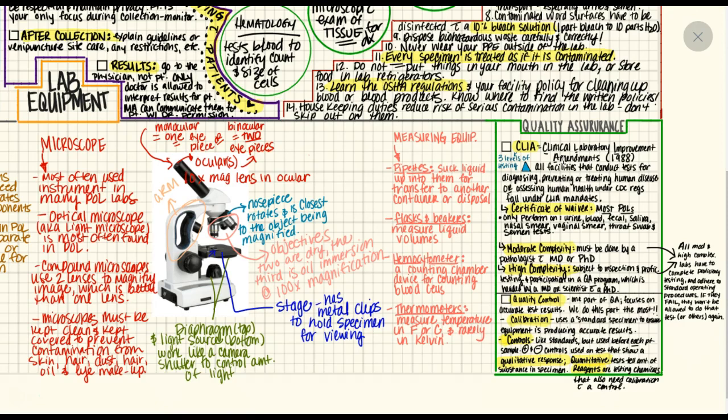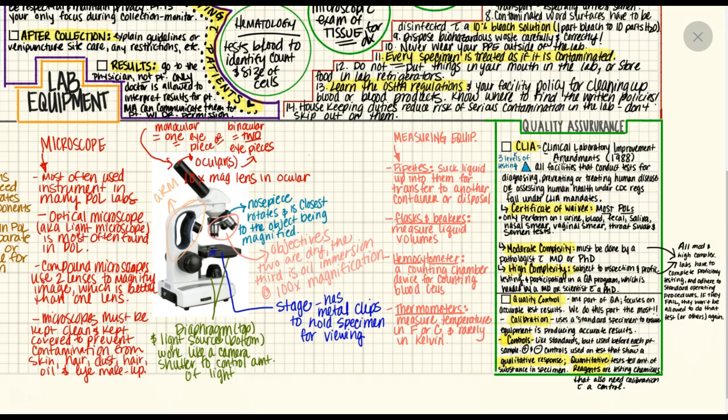So those are tests that are performed on, some tests, not all, but some tests that are performed on urine, blood, fecal, saliva, nasal smears, vaginal smears, throat swabs, and semen tests. And then there's the moderate complexity level, and those tests all must be done by a pathologist who has either an MD, so a medical doctor, license, or a PhD.